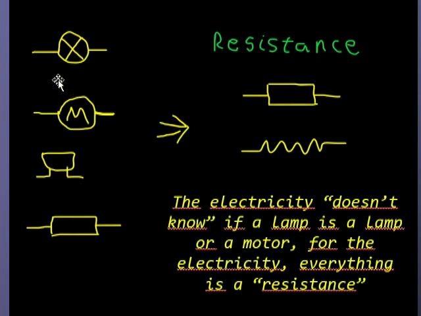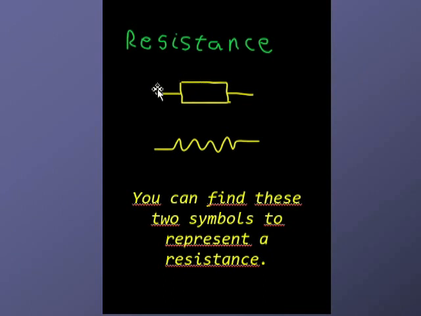Okay, why? Actually, for the electricity, when the electrons are coming this way, through a lamp or through a motor or through a buzzer, it doesn't matter whatever you're using. For the electricity, everything is just a resistance. So that's the reason why we won't draw lamps or motors. We will always draw resistance when calculating. Notice that this is the symbol, but you will find many times this other symbol. We can use this symbol as well to represent resistance.